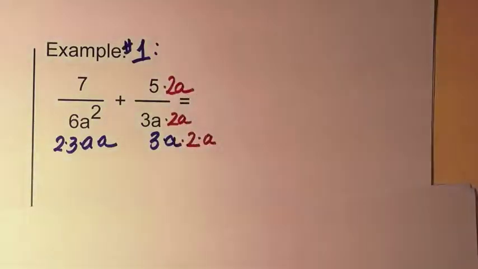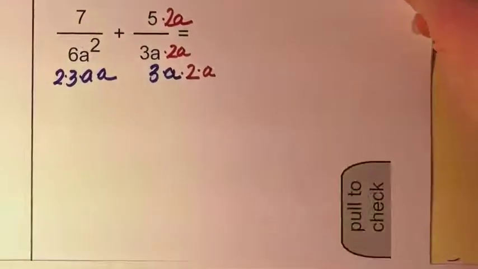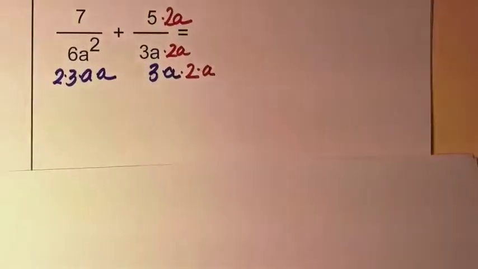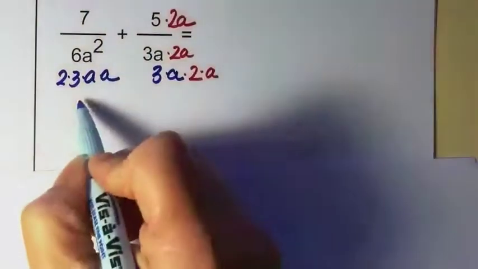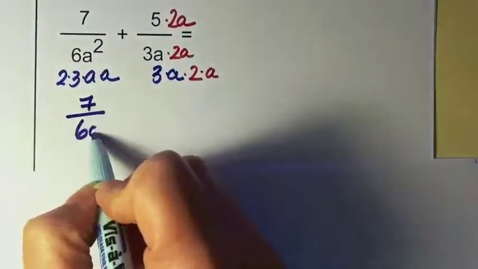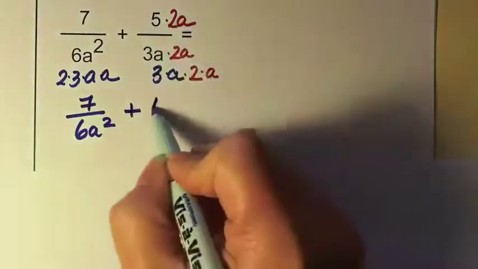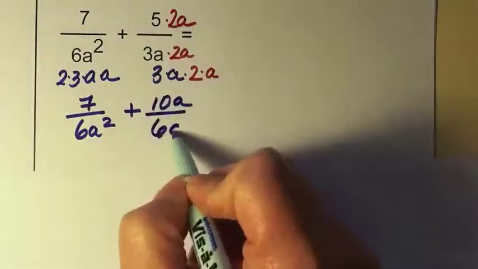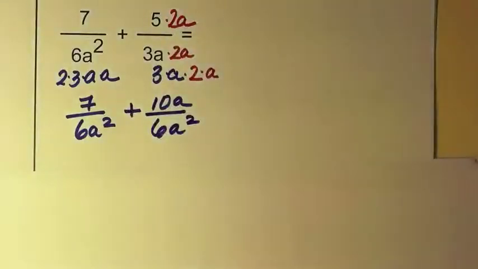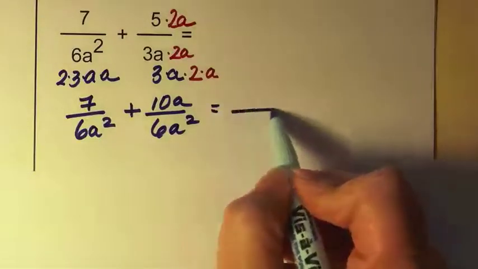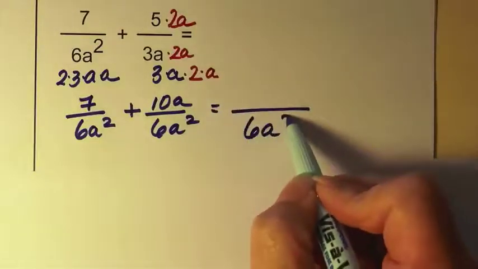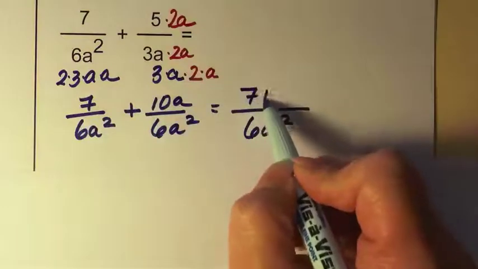So now we're going to rewrite this. So we get 7 over 6a squared plus 5 times 2a gives us 10a over 6a squared. Now you notice they have a common denominator. So now we're going to go straight across and put this over one common denominator, which is 6a squared. So 7 plus 10a.